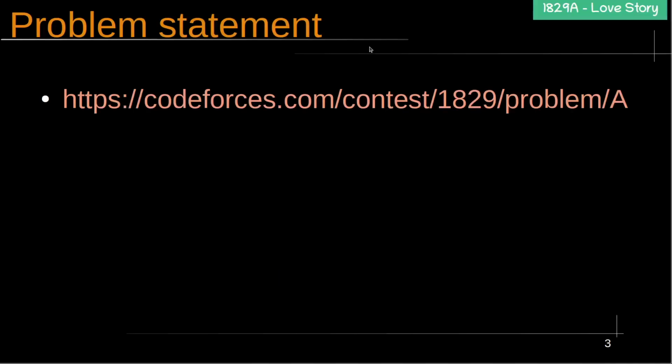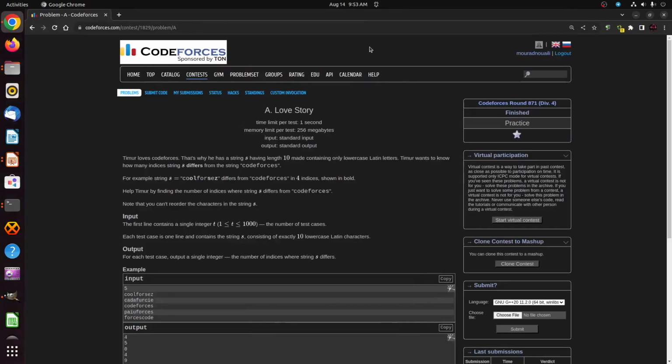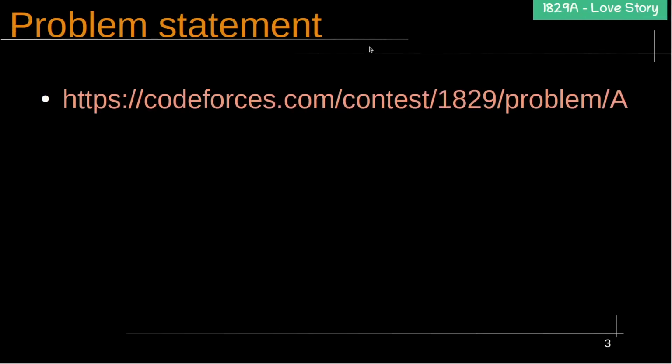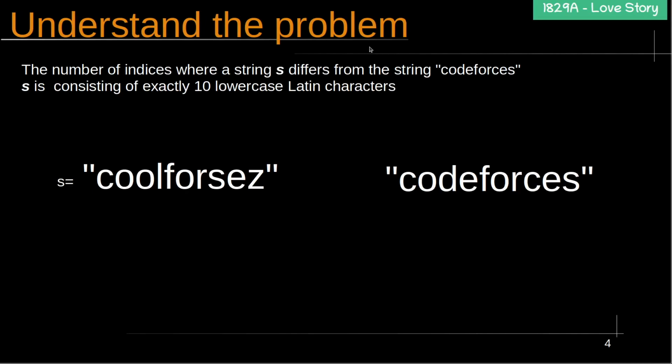Let's start with problem A, Love Story. This is the problem statement. We are given a string S. We want to compute the number of indices where the string S differs from the string Codeforces. S consists of exactly 10 lowercase Latin characters. Let's take an example here: we have the string S and the string Codeforces to compare with it.